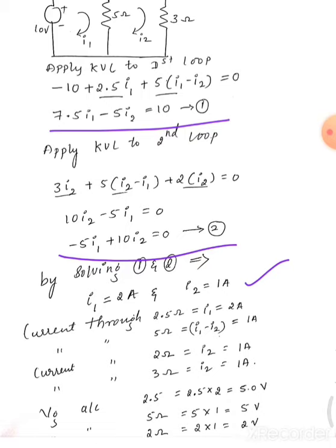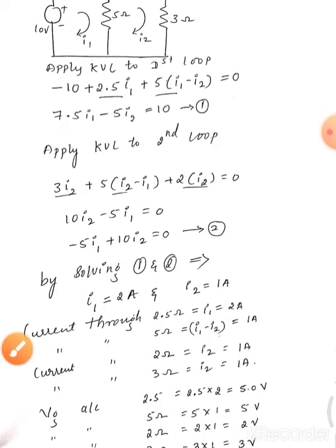Let's say, for example, see this current flowing through the 2.5 ohm. Observe this current, right? This is independently flowing through this 2.5 ohm. Therefore, the current through 2.5 ohm is nothing but your I1 only, which is 2 amperes. Similarly, now we have a 5 ohm resistance. So the current flowing through this we have to calculate.